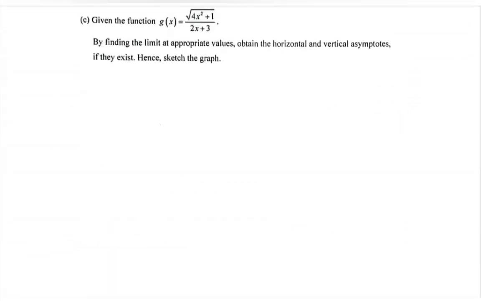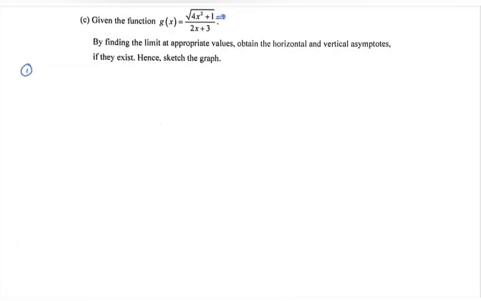Hello everyone, in this video I'm going to discuss the example for limits and also the asymptote. Given we have the function g(x), find the limits at the appropriate value, obtain the horizontal and the vertical asymptote if they exist, hence sketch the graph. So step number 1, find the domain.